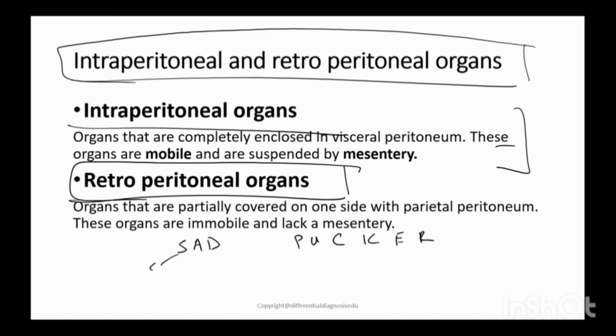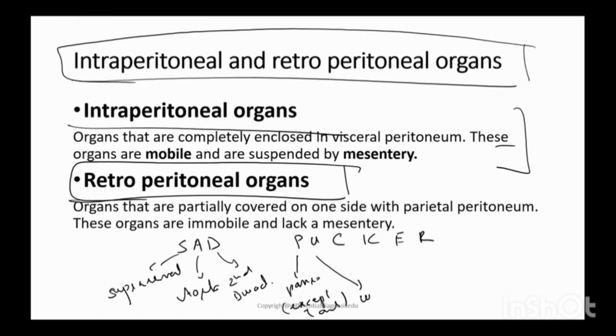SAD, S is suprarenal gland. A is aorta. D is second portion of the duodenum. P is pancreas, except tail of the pancreas. U is ureter. Colon, and colon will include ascending and descending colon.